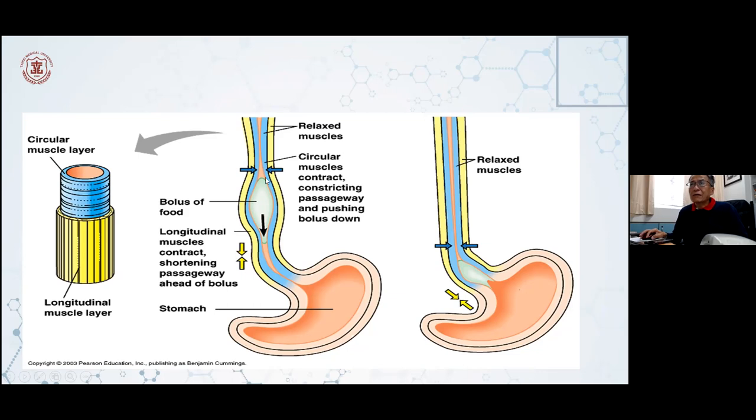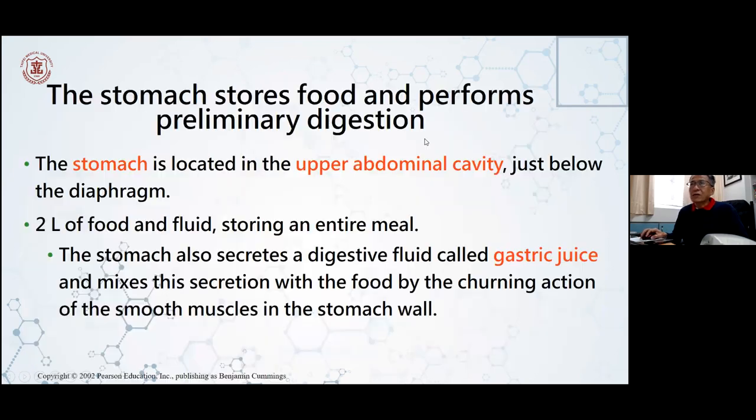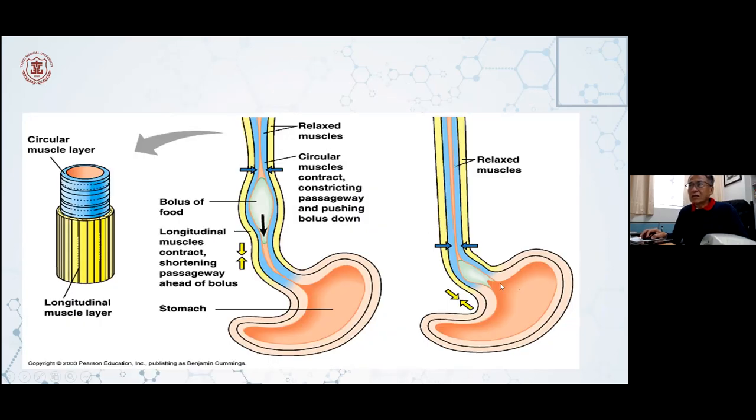To repeat: in the upper part, the circular muscle contracts and squeezes the food down, and the longitudinal muscle in front of the bolus reduces the distance between the bolus and the stomach. Finally, the food will be moved into the stomach. The circular muscle contracts to push the bolus down, and the longitudinal muscle contracts, shortening the passage. Finally the food reaches the stomach. This is called peristalsis, using these two types of muscle: the circular muscle and the longitudinal muscle layers.